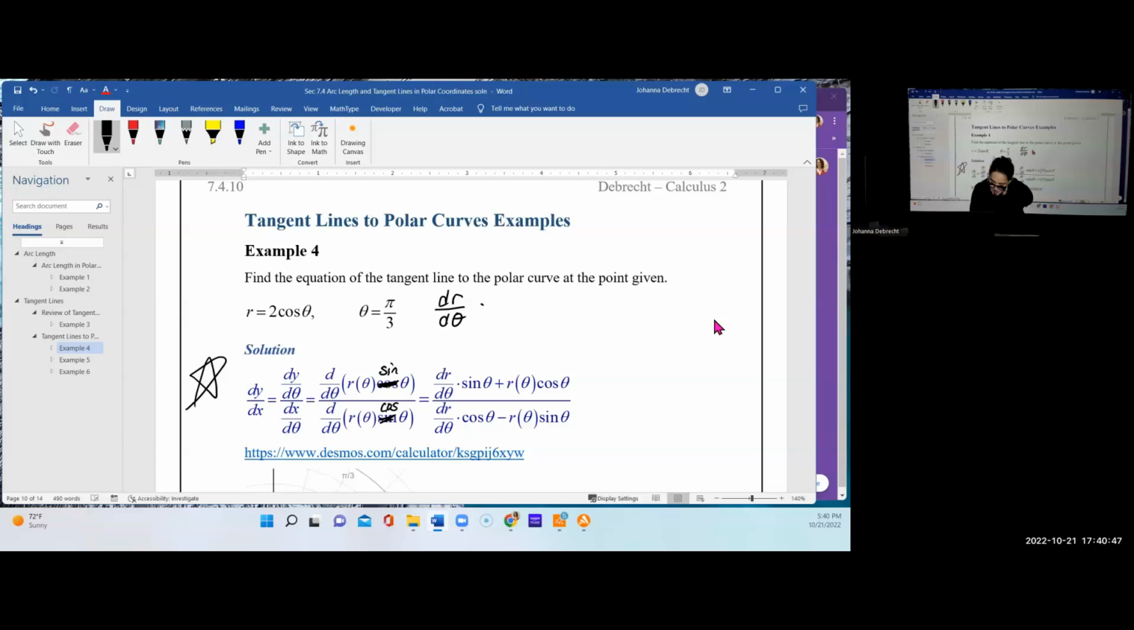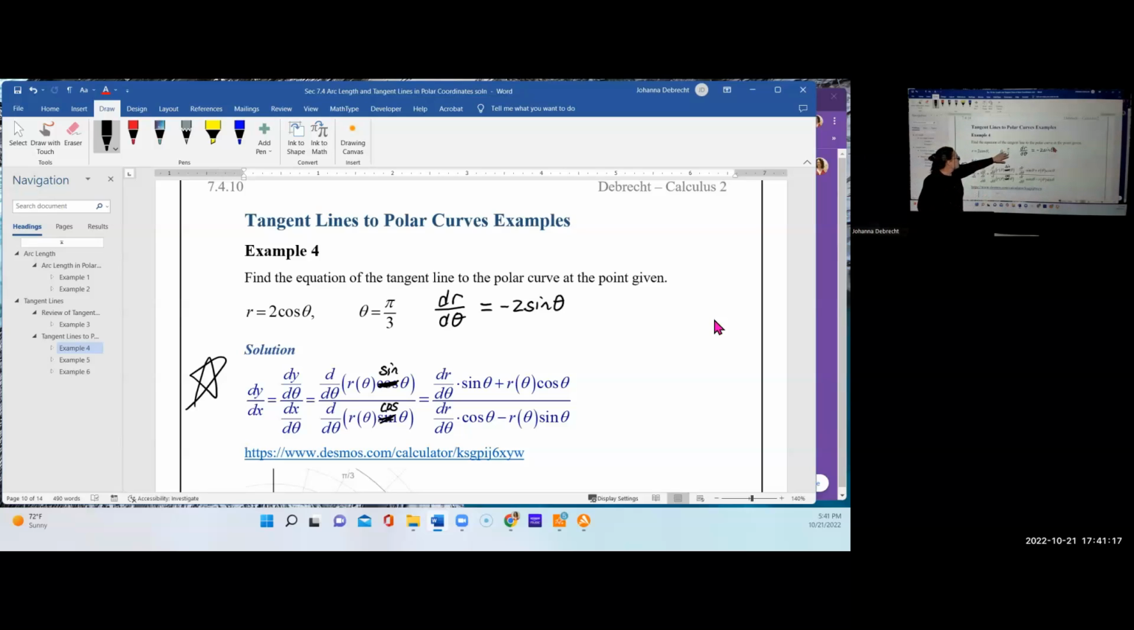So I need dr/d theta, which is going to be negative 2 sine of theta. Okay, so I've got dr/d theta, a sine of theta, an r of theta, but this is r of theta, the 2 cosine of theta, and a cosine of theta, and the same pieces down here. We want to evaluate this specifically when theta is pi over 3. That's that particular point on the circle.